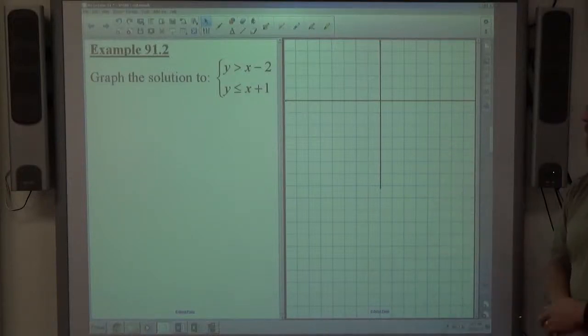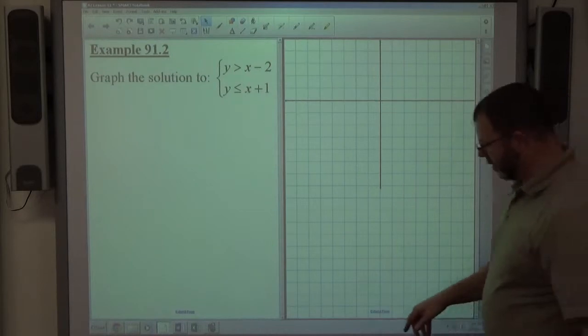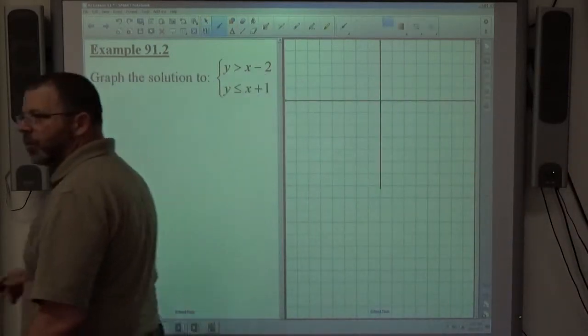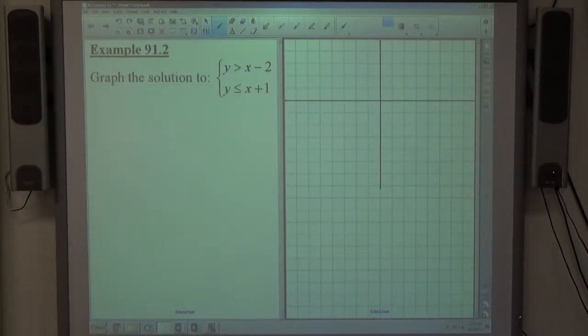Okay, example 2, same type of problem. y is greater than x minus 2, y is less than or equal to x plus 1. Just for fun, I'm going to pick a different test point than 0, 0. Again, on your homework, pick 0, 0 every time it's available. It's easier. But I just want to get a false. I just happen to know 0, 0 is true for both of these, so I'm going to pick one that's false for at least one of them so we can go through that whole idea that I just mentioned in the last video.